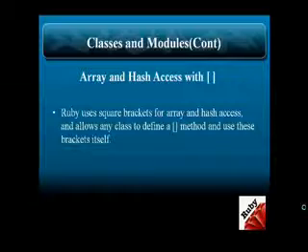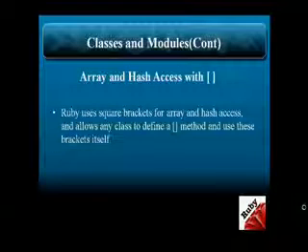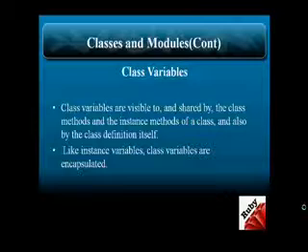Class variables. Class variables are visible and shared by the class methods and the instance methods of a class, and also by the class definition itself. Like instance variables, class variables are encapsulated. They can be used by the implementation of a class. They are not visible to the users of a class. Class variable names begin with double @ marks.